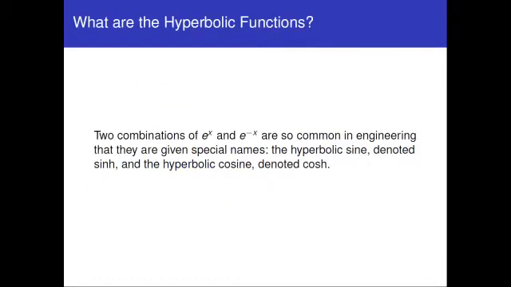Okay, what is a hyperbolic function? Well, it turns out that two combinations of e to the x and e to the negative x are so common in practice, especially in engineering, that they're given special names. They're called the hyperbolic sine, denoted sinh, S-I-N-H, and the hyperbolic cosine, denoted C-O-S-H. So these are the two functions.